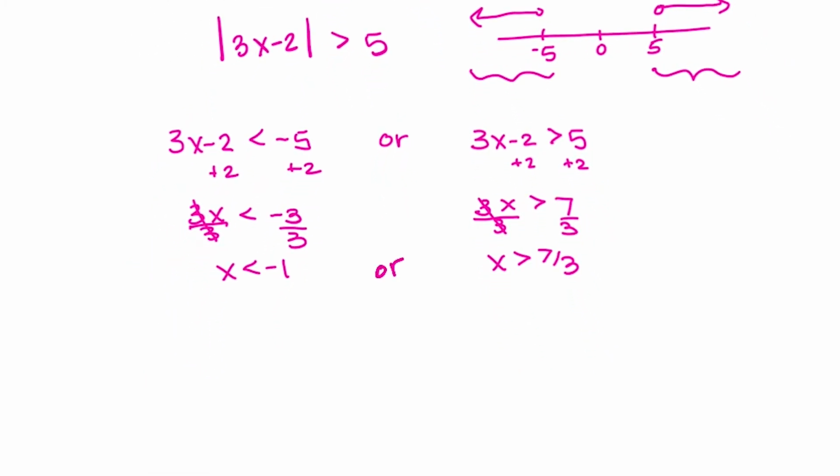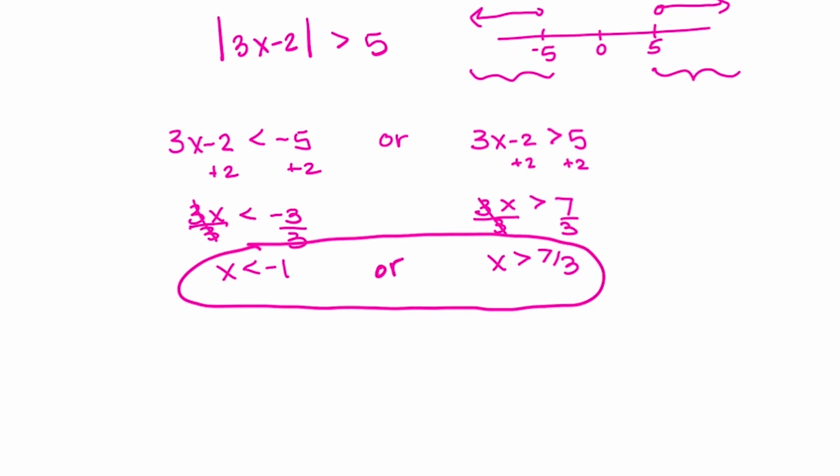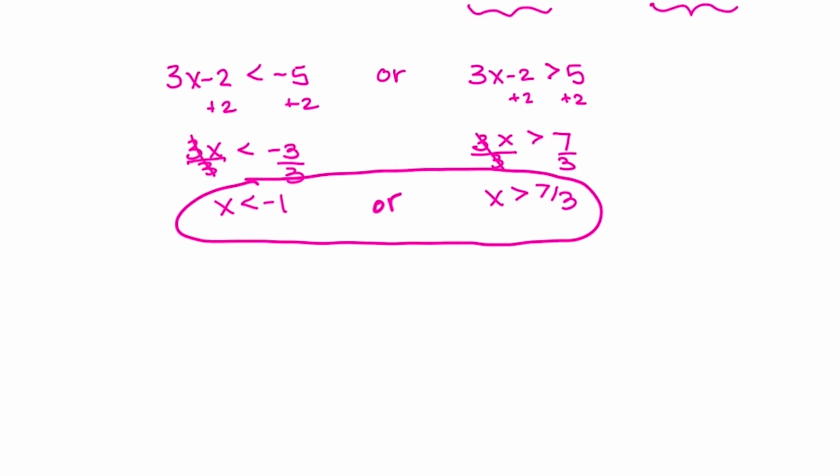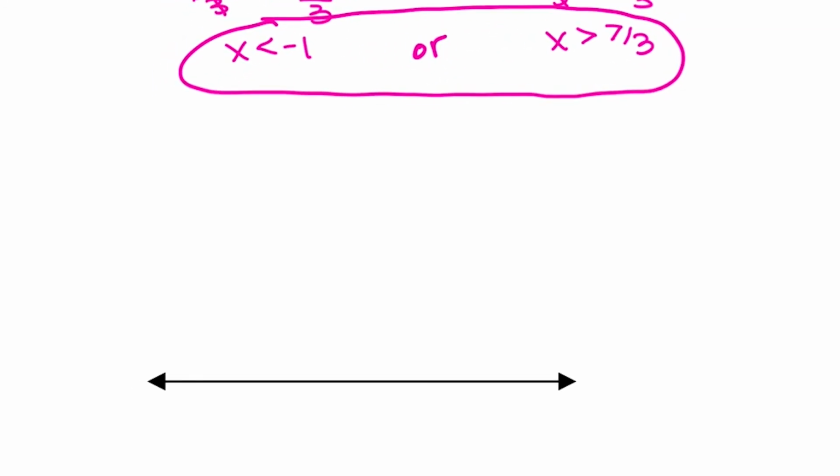Now, depending on how your teacher asks you to write your answer, this right here is inequality notation. You may be asked to graph your answer on a number line. So if we do that, we would have -1 with an open circle, because both of these are strictly less than and greater than, not equal to. So we have that x is less than -1 or x is greater than 7/3.